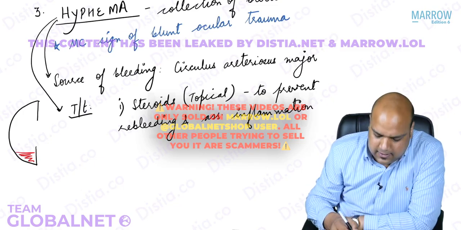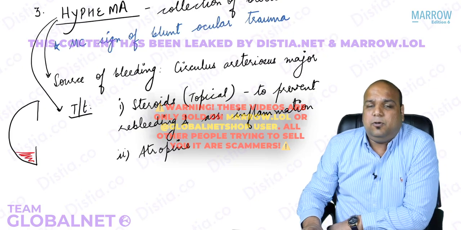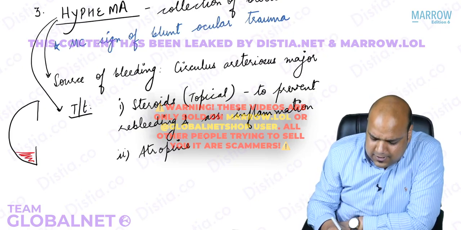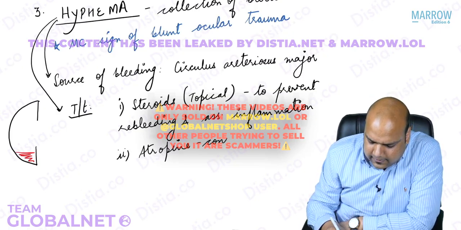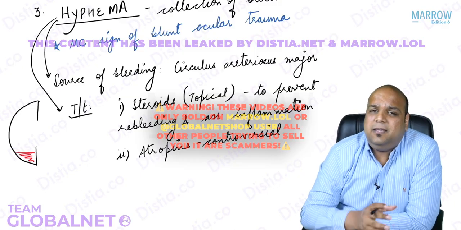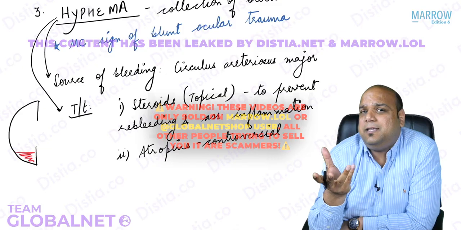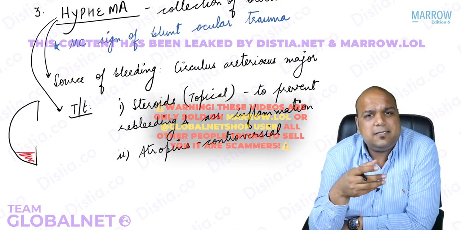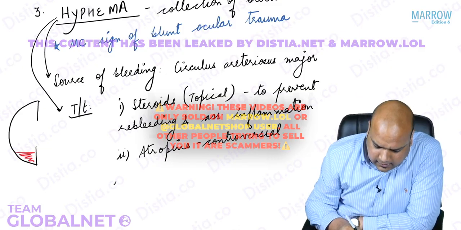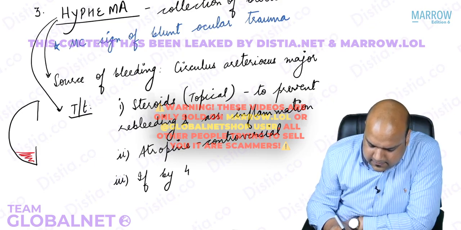Okay. Secondly, everybody, at a lot of places, it is advocated that atropine be given to dilate the pupil, but its use is still controversial. Some clinicians like to use atropine. It aids in the absorption of blood, they say, and some don't, everybody. It is still controversial.